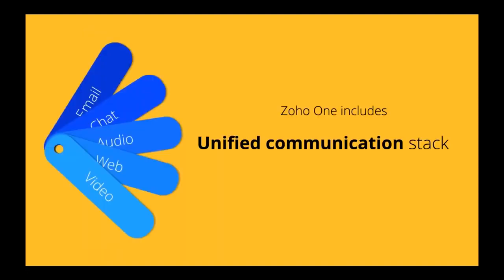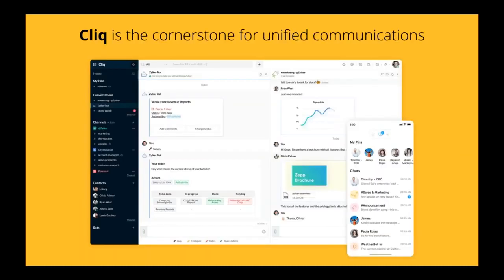Messaging in Zoho One. We have a unified communication stack. So what this means is that whether it's web, like on the phone, over the internet, whether you're doing an audio chat or a text chat, emailing or video chat, we have that technology built in at a base level for all of Zoho One. So we have something called Zoho Click, and this is kind of the cornerstone for unified communications across the entire platform. And of course, it's on mobile as well. You can see this little mobile screenshot.